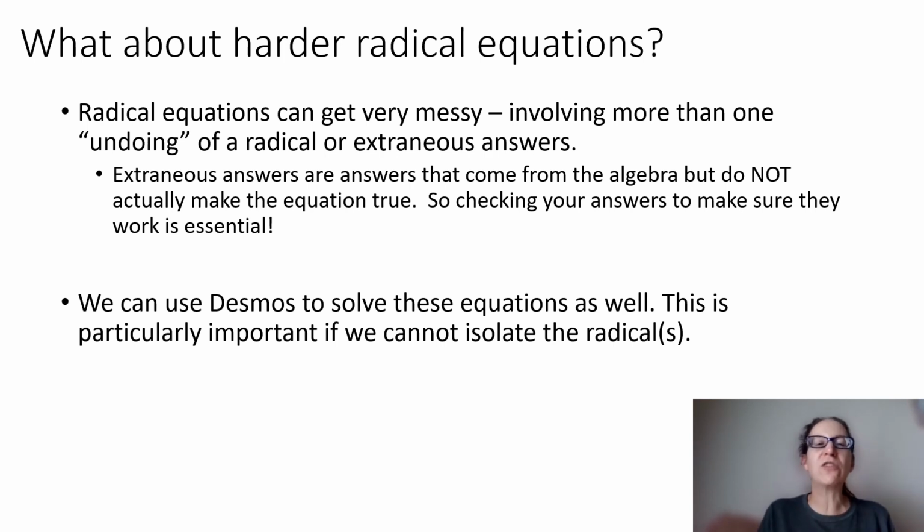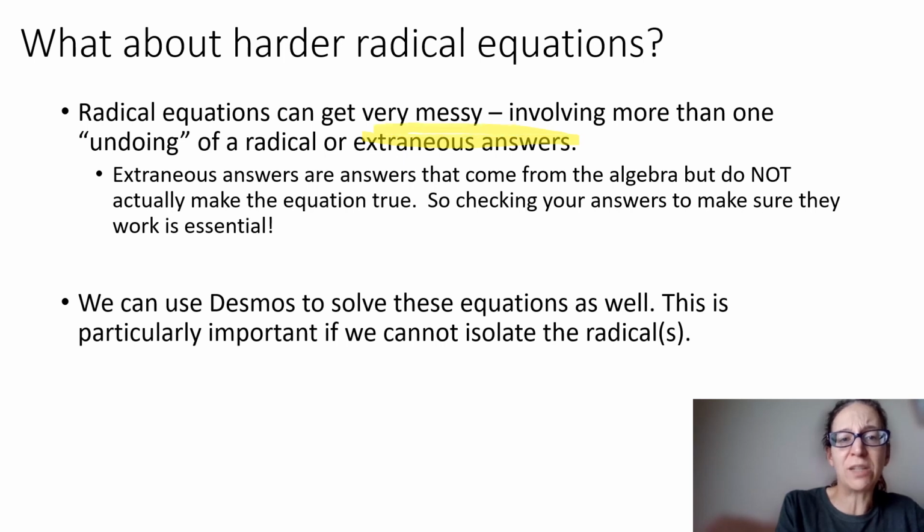But radical equations can get very messy, involving more than one undoing of a radical. So if you have two radicals, you might have to undo one, and that's going to involve squaring binomials with radicals in them, with variable expressions under those radicals, and then you'd have to do a bunch of stuff to get the new radical by itself and undo them. Or something called an extraneous answer, which we haven't really talked about.